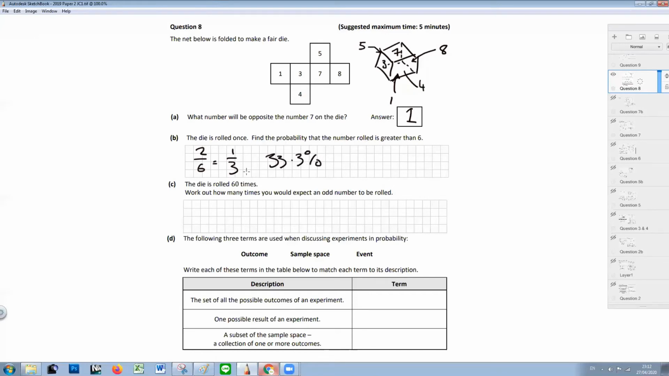Yeah, I'm sure you could leave it like this probably too, but this is the full probability in percentage.